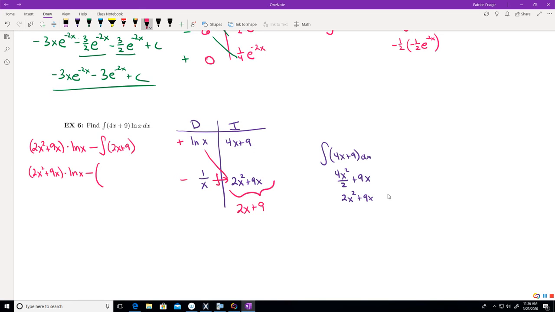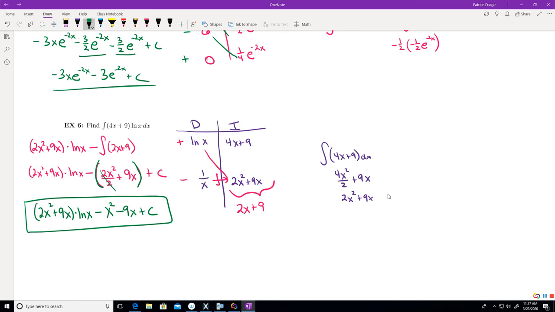Minus the integral of 2x would become 2x squared divided by 2 plus the integral of 9 would become 9x to the 1 divided by 1 plus c. Notice how I put these parentheses around it right there. I did that because I'm subtracting and I want to make sure I distribute my negative sign. So I have 2x squared plus 9x times the natural log of x minus, the 2's will cancel, so x squared minus 9x plus c. There you go. Integration by parts.